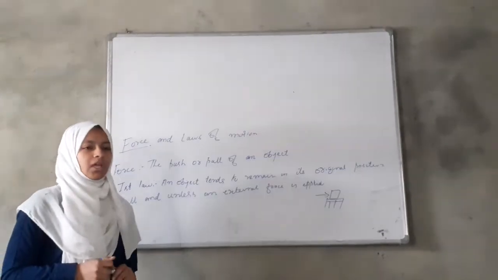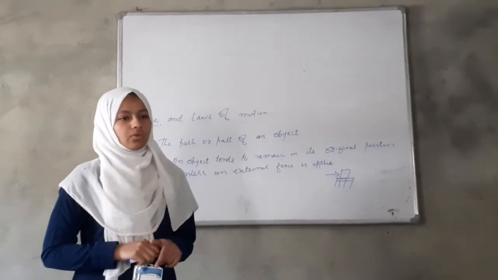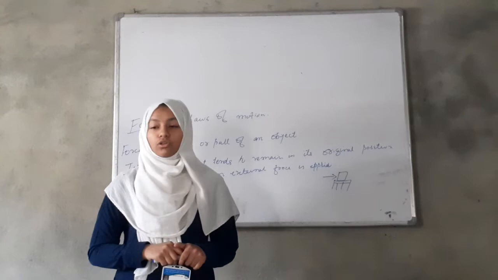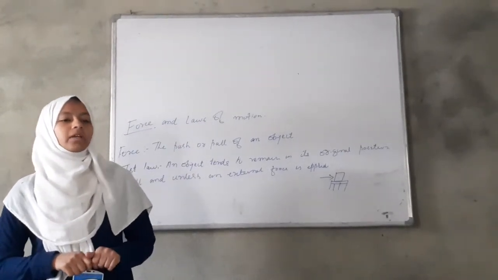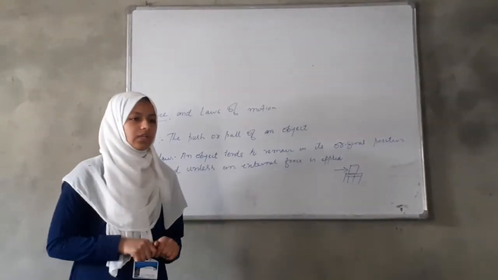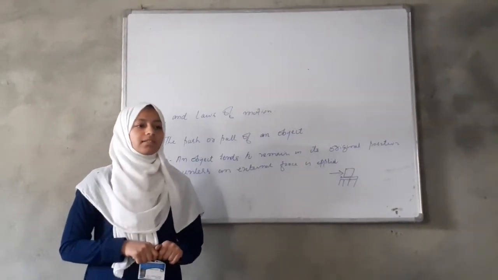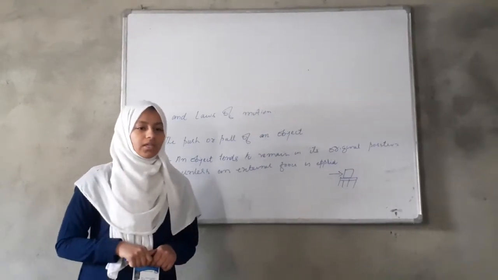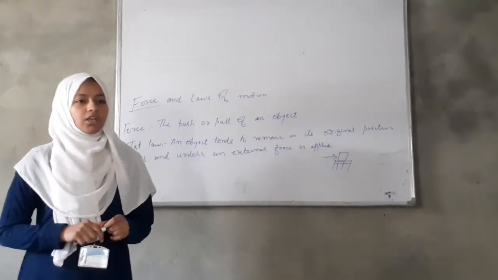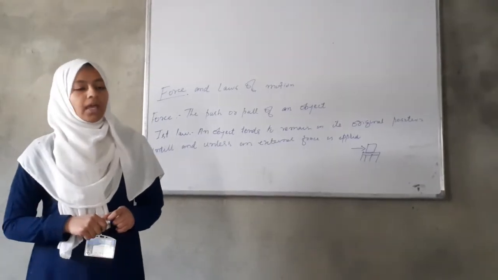What does this mean? Suppose you are running on the road and someone asks you to stop immediately. Will you be able to do it? No. The answer to this question would be no, because you can do it, but gradually, not immediately. And guess what? It is the same story with every object. Every object wants to keep doing what it is doing. If it is at rest, it will remain at rest. If it is in motion, it will remain in motion.